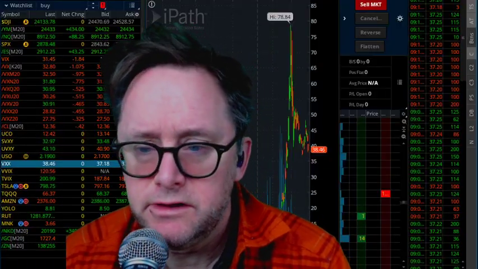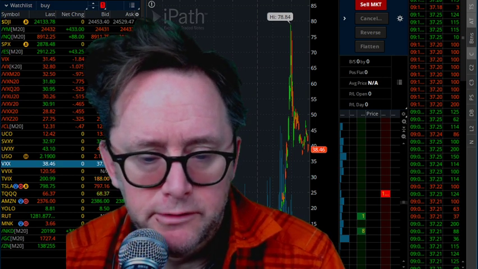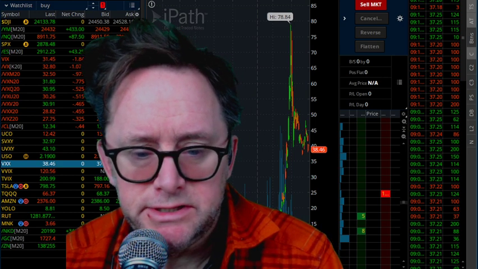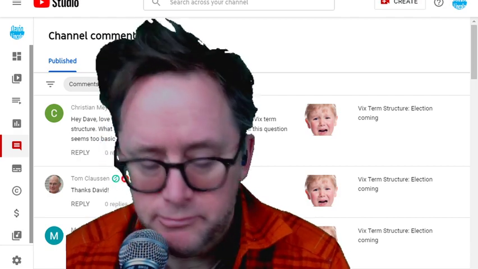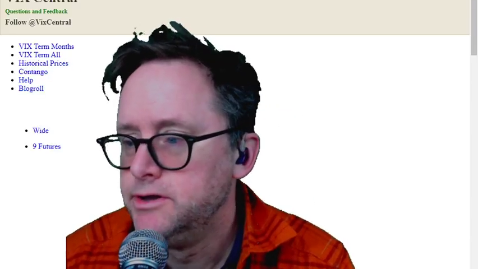Where does the VIX term structure come from? We can pull a representation of the term structure up right here if we go to VIX Central.